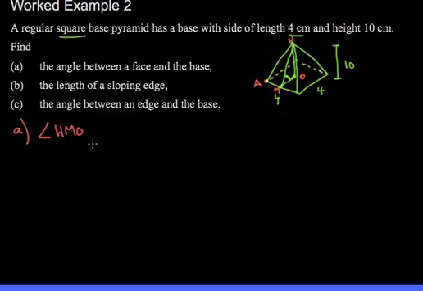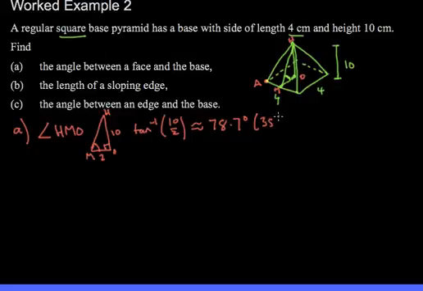And what do I know from this triangle? If I were to sketch it out, that's M, O, and H. I know OH is 10. And I know also that OM is 2 because it's a half of the base, which is 4. And I'm trying to find the angle here. So that's simply going to be the inverse tan of 10 over 2, which is approximately equal to 78.7 degrees if I did that on a calculator, 3SF.